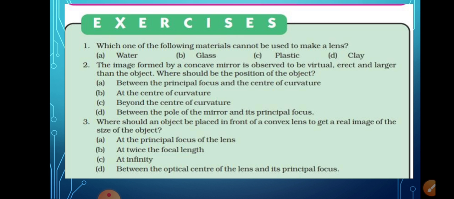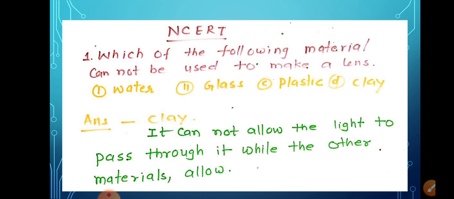Then these are the NCERT questions. Which of the following materials cannot be used to make a lens? Water, glass, plastic, clay. So definitely we cannot use clay. The explanation is written here. Clay cannot allow the light to pass through it, while the other materials allow light to pass through it.